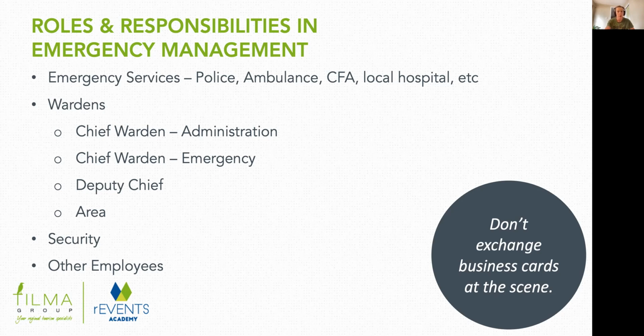The chief warden for emergency is the person that takes control of the situation. Now you can call them what you like. Chief warden, it's a very formal name. I always say to events, just make it work for you. So if you feel like that's too formal or just doesn't feel right for your event, you don't have to call them wardens, but that's the formal process.